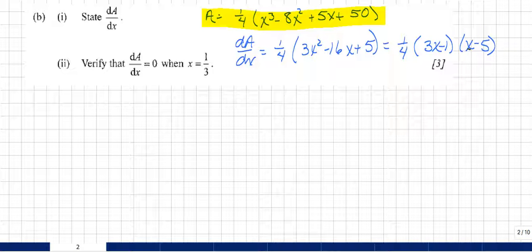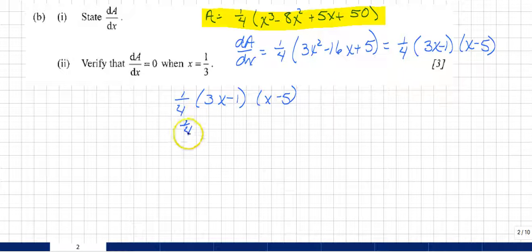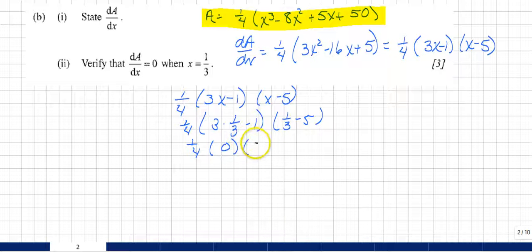Now next, we're supposed to verify that the derivative equals 0 when x equals 1/3. So let's sub 1/3 into that derivative. 1/4, (3x minus 1), I'll use this form, and then (x minus 5). If I sub in x equals 1/3, I get 1/4 of (3 times 1/3 minus 1) times (1/3 minus 5). Well, 1/4, 3 times 1/3 is 1 minus 1 is 0. And the other one is negative 4 2/3. It doesn't matter because if you multiply that 0 times anything, you're going to get 0.